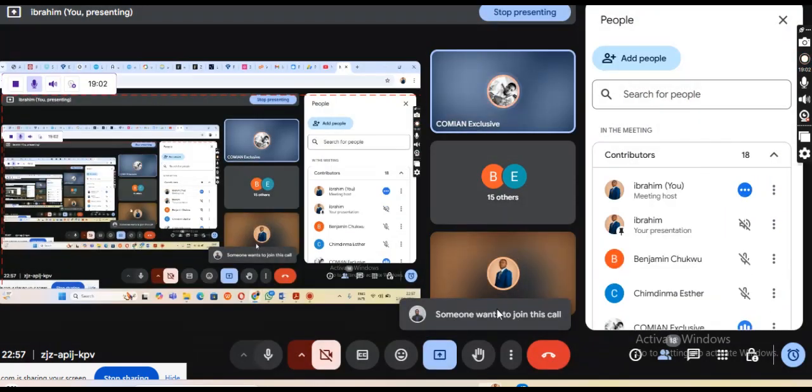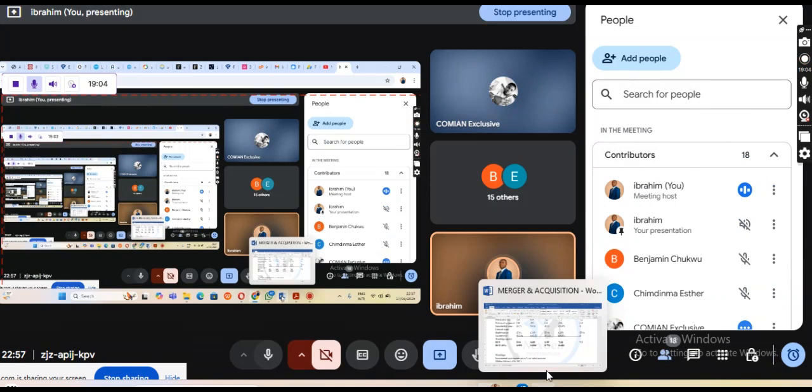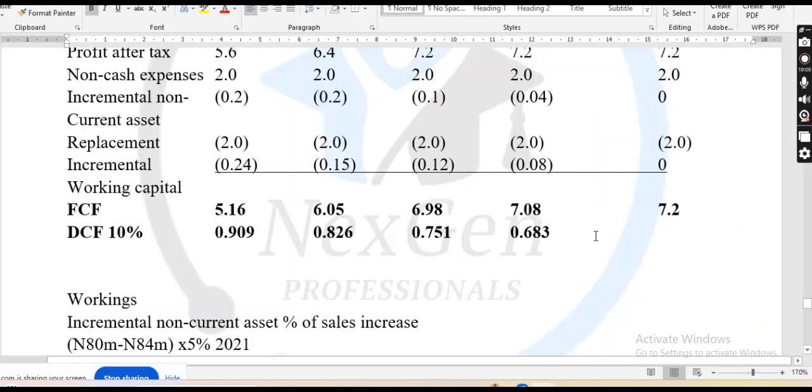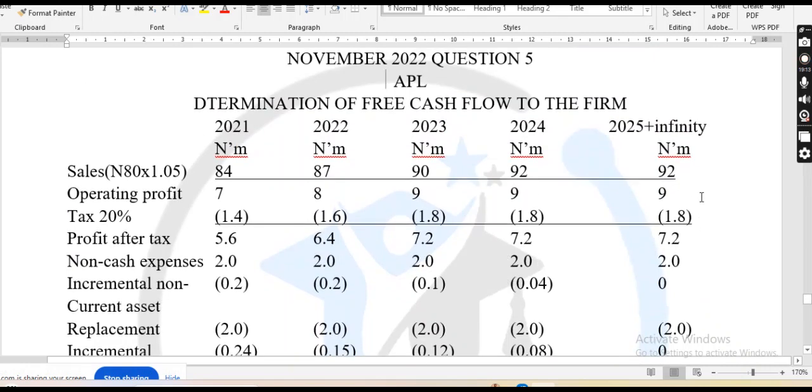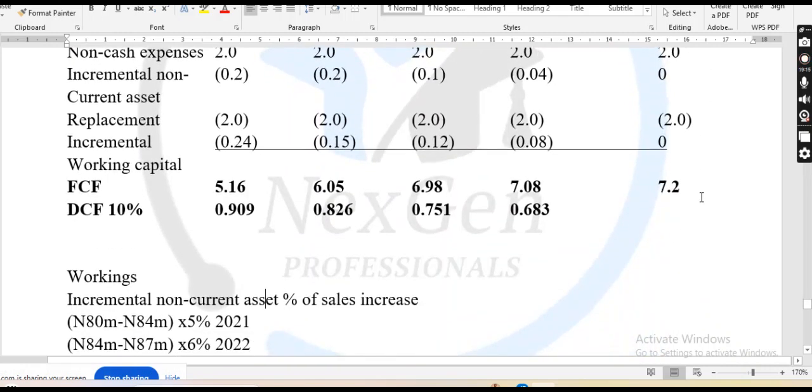You can use the same DCF because the 2025 is beyond. It does not follow the normal DCF. It is infinity. This one is for year one, this is for year two, this is for year three, this is for year four. But you can't say this is another one for year five because it is infinity. The 2025 is beyond, exclusive.